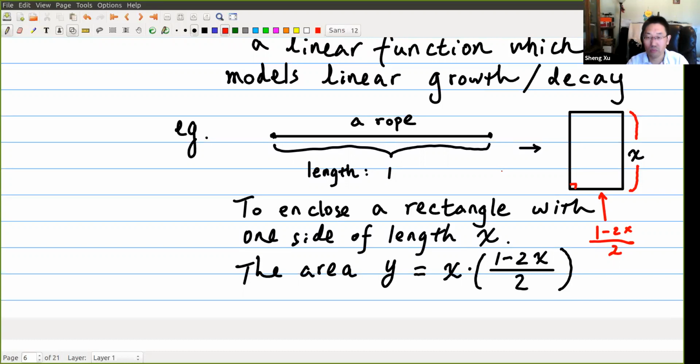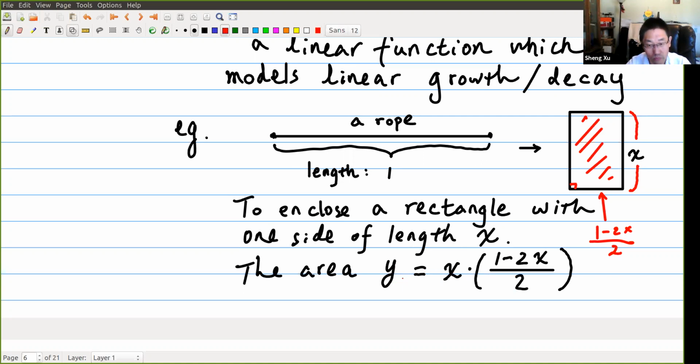Now I can ask a very interesting question. Suppose this is the length of a fence, and you want to use this fence to enclose an area like that. You have this amount of fence to use. So I ask you, how can you choose x such that you get the largest area? That is a mathematical problem. I have y equals x times (one minus two x) over two. Of course, x cannot be zero, otherwise zero area. x cannot be negative, you don't have a negative length. So for positive x, how to choose x to make y as big as possible?